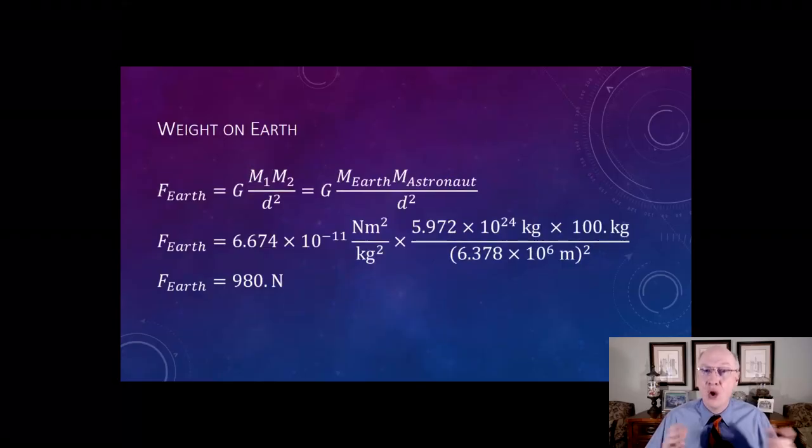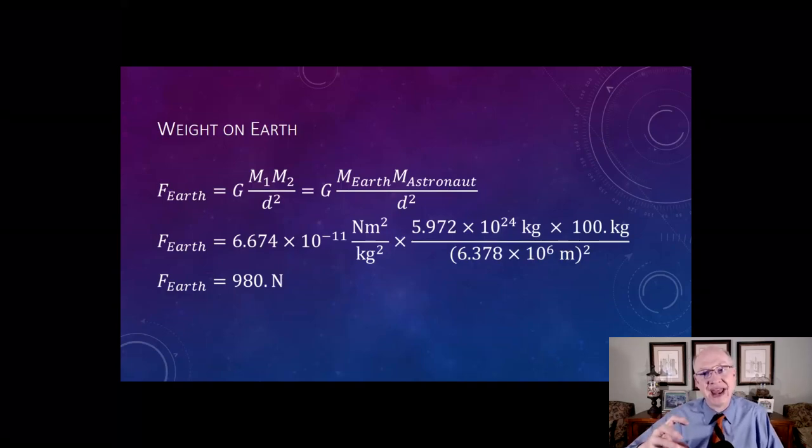What's their weight on Earth? We've done this one already, so I'm going to go through it fairly quickly. The force of gravity for the astronaut standing on the surface of the Earth is G times the mass of the Earth times the mass of the astronaut divided by the distance between the center of the astronaut and the center of the Earth squared. And since they're on the surface of the Earth, that's just the radius of the Earth. So the force: 6.674 times 10 to the minus 11th, times the mass of the Earth, 5.972 times 10 to the 24 kilograms, times the mass of the astronaut, 100 kilograms, divided by the radius of the Earth, 6.378 times 10 to the 6 meters, squared. You do the calculation, you get 980 newtons.